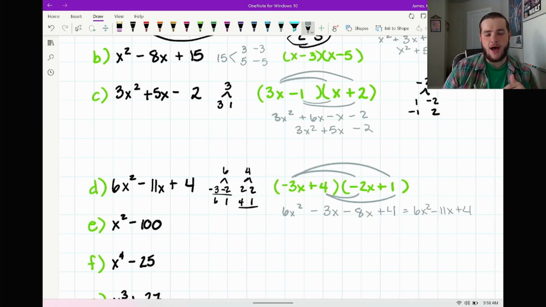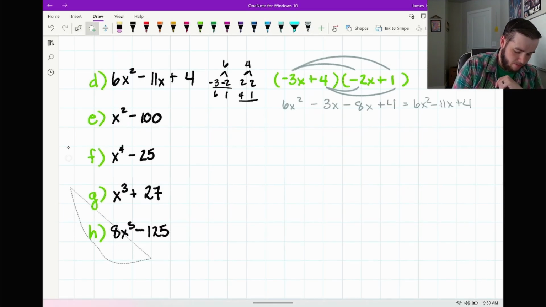So here's how I did it. I listed out all my factors of 6 and 4 side by side. And I knew one of them was going to have to be the negative set of factors because I've got a negative number. I noticed that negative 3 times 1 is minus 3, and negative 2 times 4 is minus 8, and those add to minus 11. So I knew those were the pair of factors I was going to have to use. That's where I got negative 3x plus 4 and negative 2x plus 1 from. And sure enough, I checked my work and got the correct answer. Let's move on to the next one.